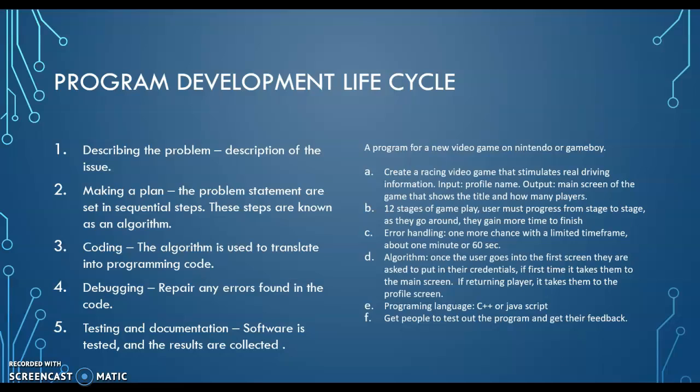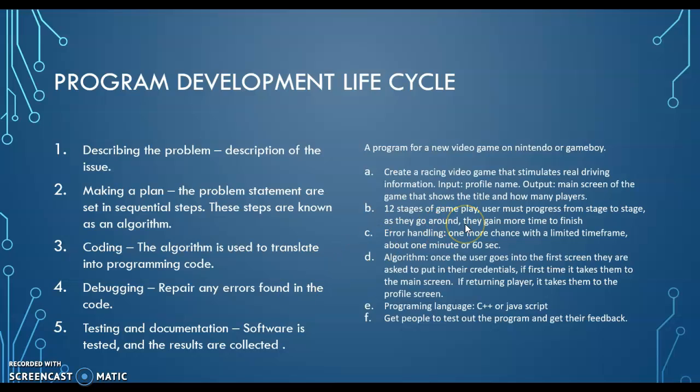Program development life cycle. The 4 steps are describing the problem, which is the description of the issue, and making a plan. The problem statement steps are set as sequential steps, and these steps are known as an algorithm. Coding, which is where the algorithm is translated into programming code. Debugging is to repair any errors found in the code. And testing and documentation, where software is tested and the results are collected.